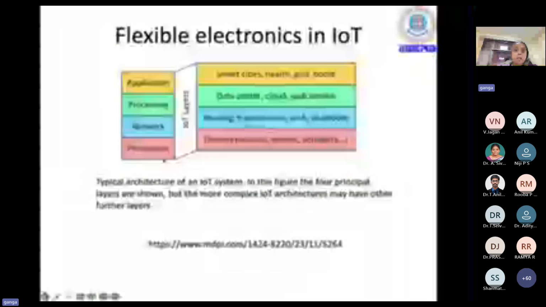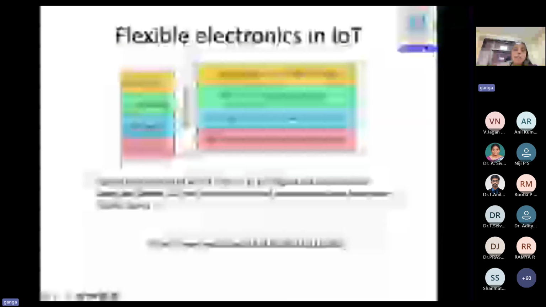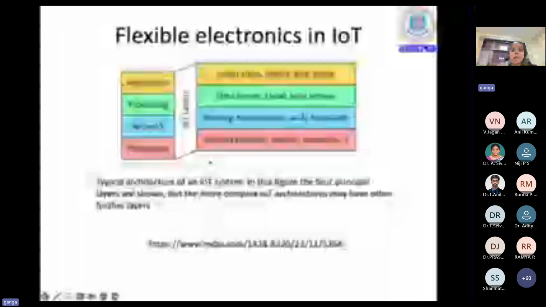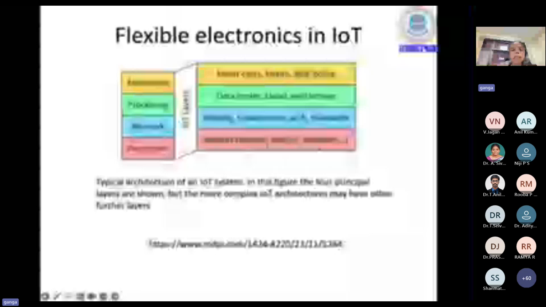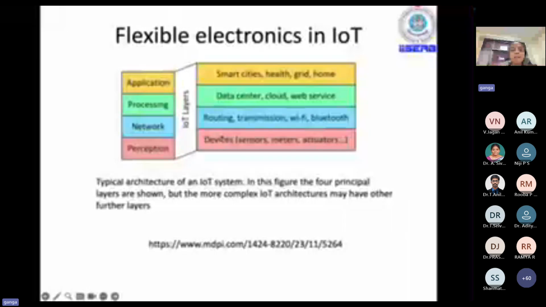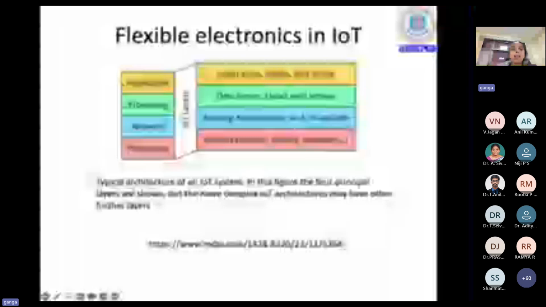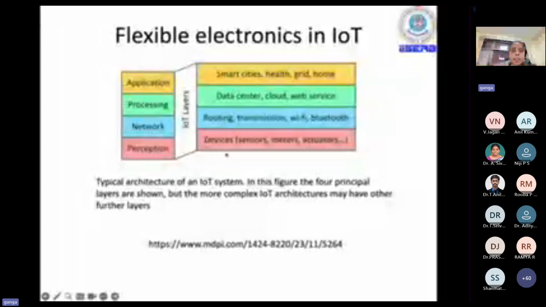Okay, so here we can see a pictorial representation of flexible electronics in IoT, and how it can be useful. The bottom layer consists of devices, sensors, meters, and so on. Once the data is acquired from these sensors, from the physical process, it will be subjected to the routing transmission through different means that we can see in the blue box. So we are just focusing on the bottom line, which is marked in the red color. This is the place where these flexible electronics will come into the picture.